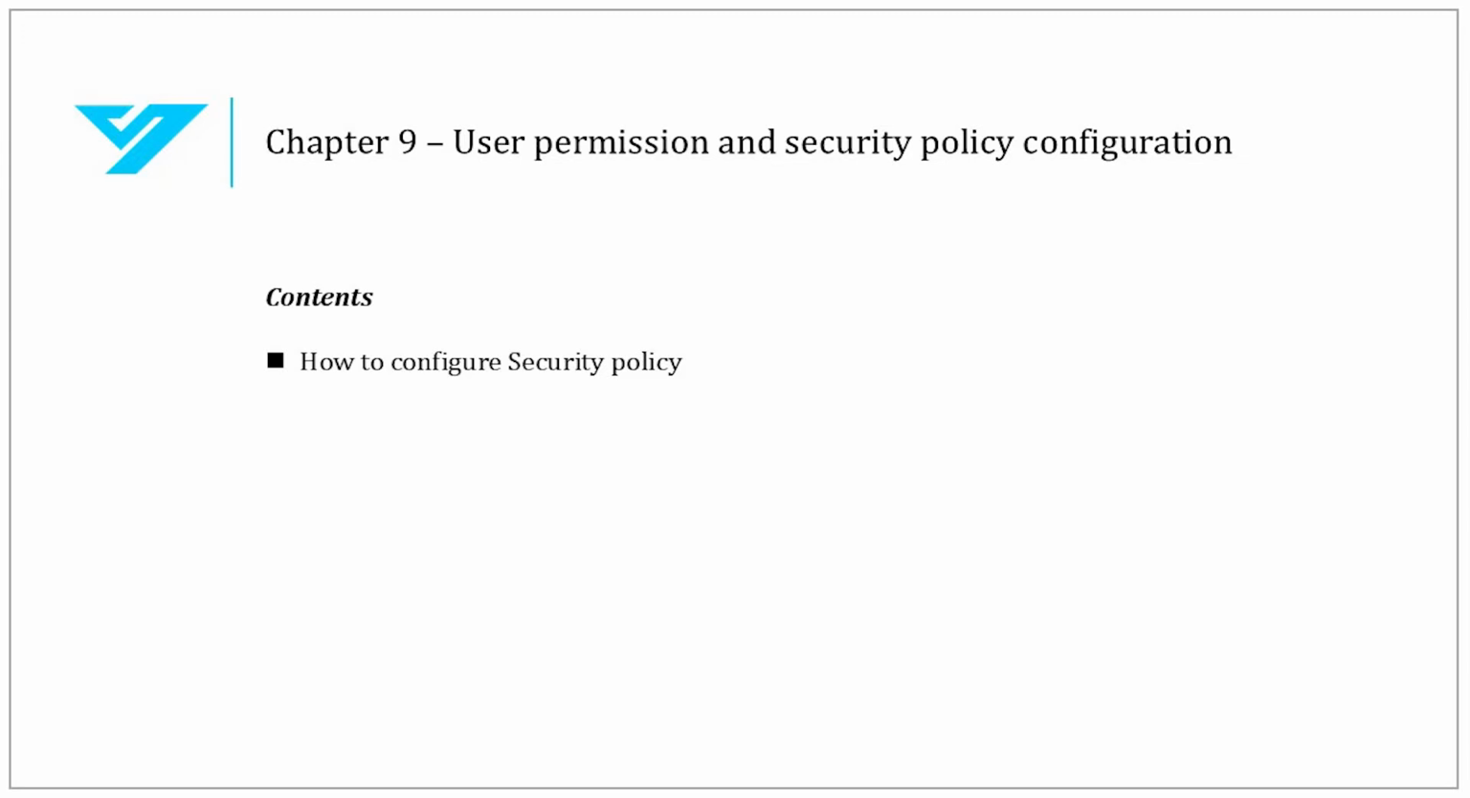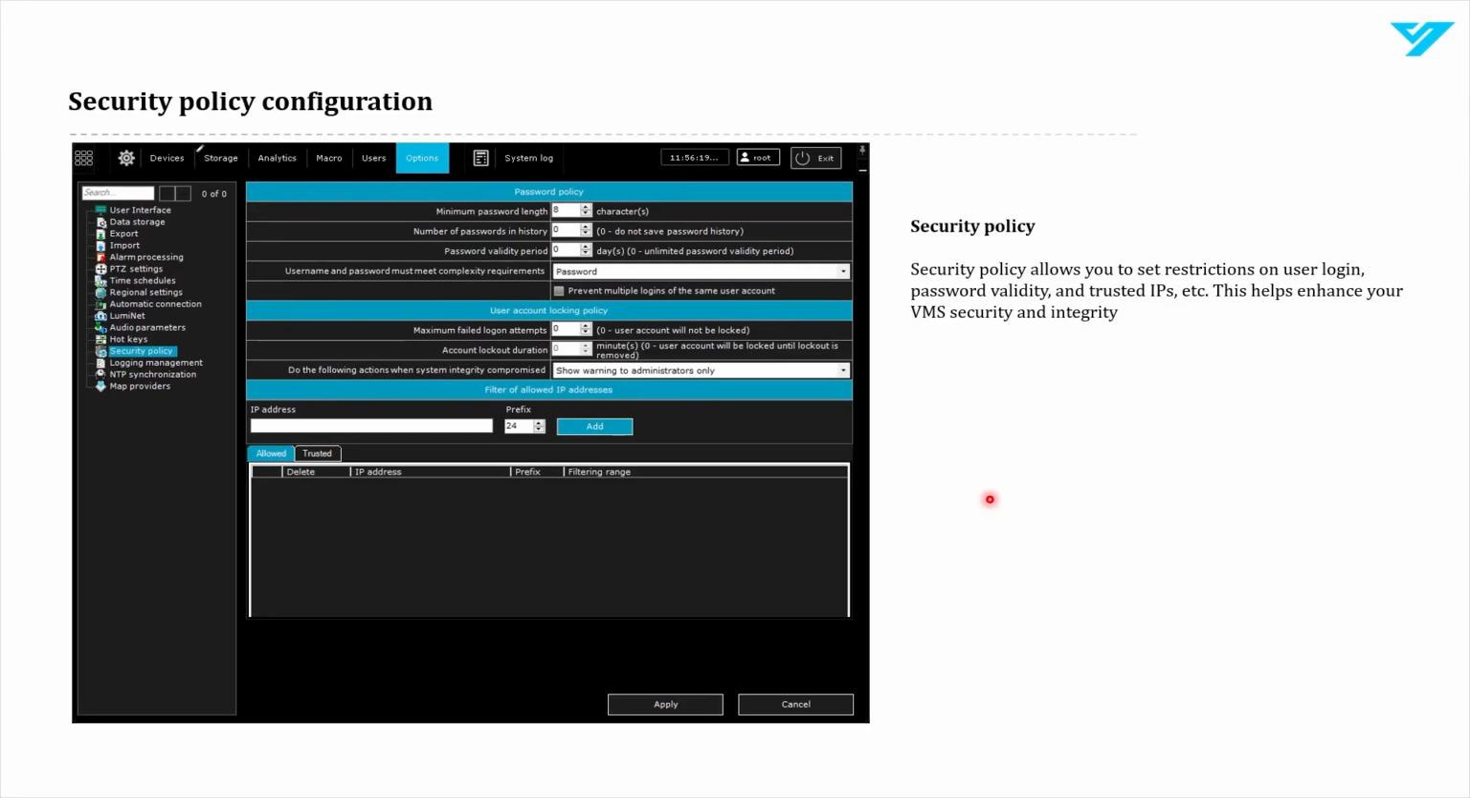Let's take a look at security policy in LumiCenter. So what is security policy? Security policy allows you to set restrictions on user login, password validity, and trusted IPs, etc. This helps you enhance the VMS security and integrity. Let's take a look at those settings one by one.